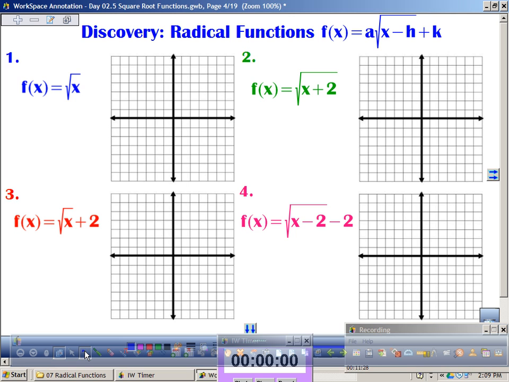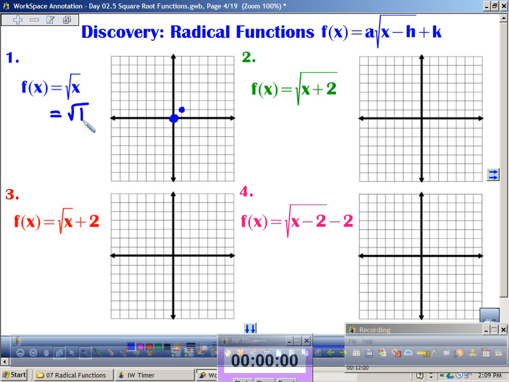Okay, so we should have all seen that with our parent graph of our square root function, we're always going to start at 0, 0. Then what happens? It makes a curve. Good. Can you tell me, if I go over 1, how many does it go up? If I go over 1, it goes up 1. Thank you.